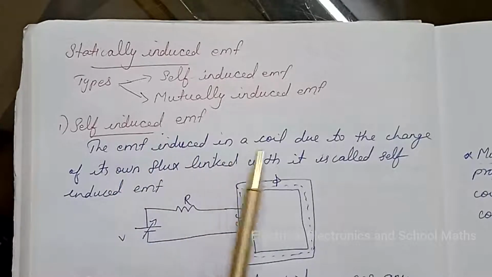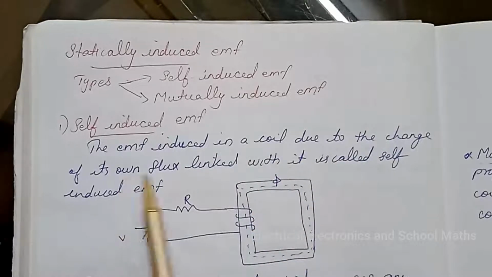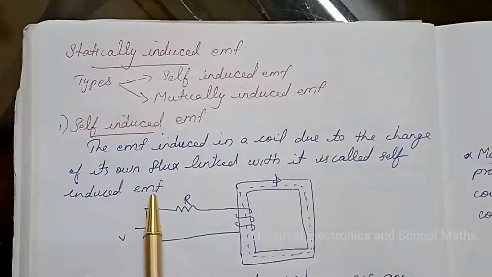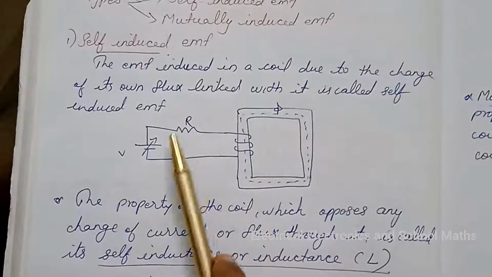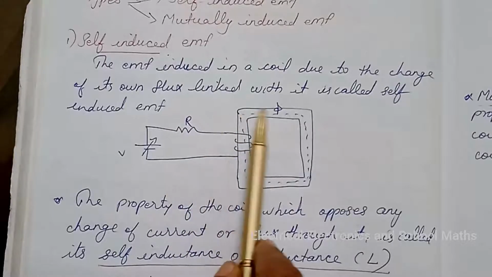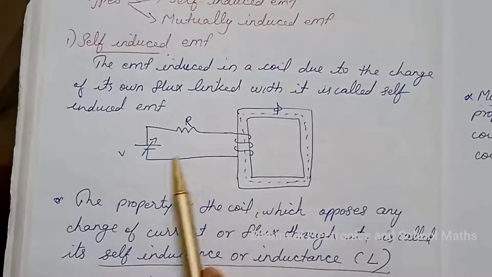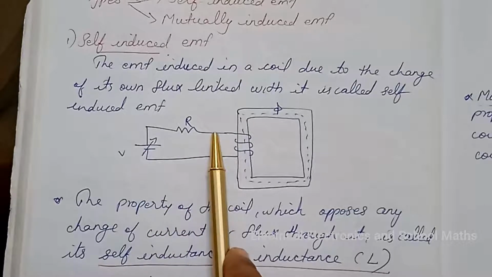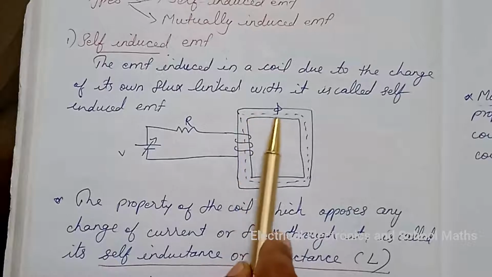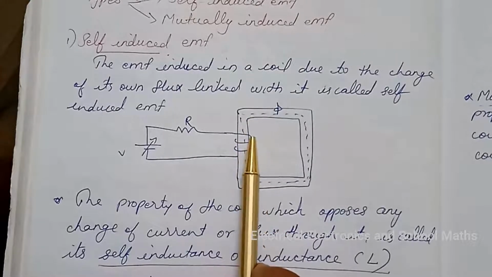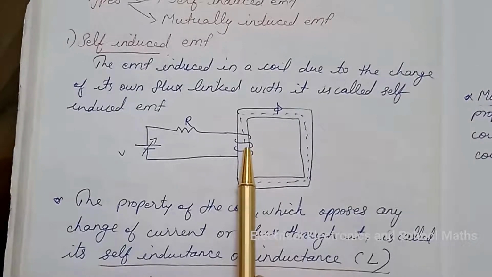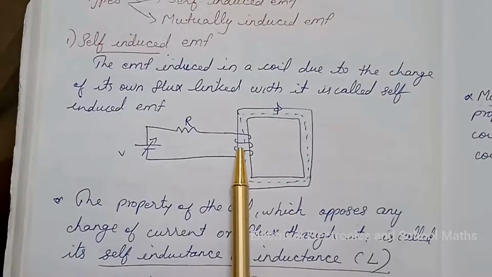The EMF induced in a coil due to the change of its own flux linked with it is called self-induced EMF. Consider this circuit. As the current in the coil changes due to the change in applied voltage, flux linking with the coil also changes, producing an EMF. This EMF is called self-induced EMF.